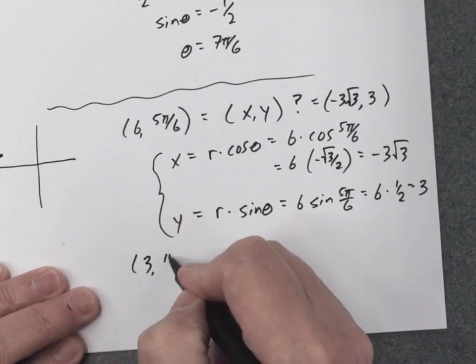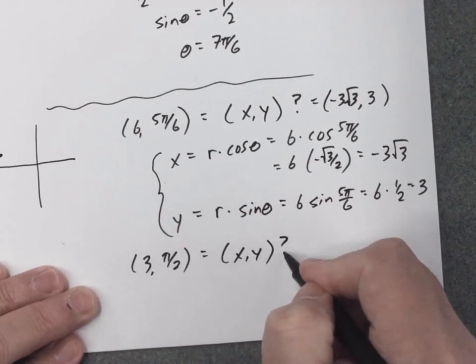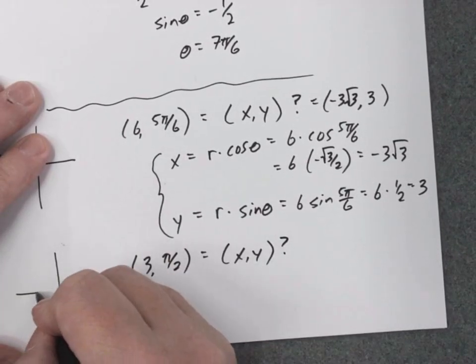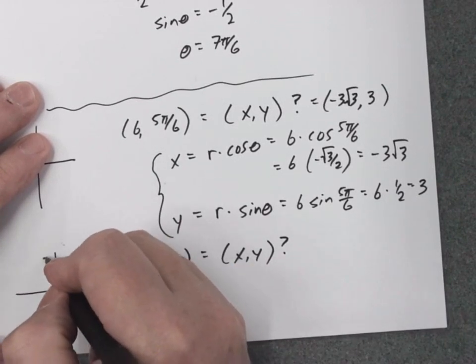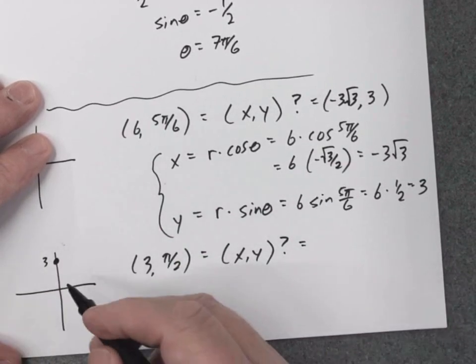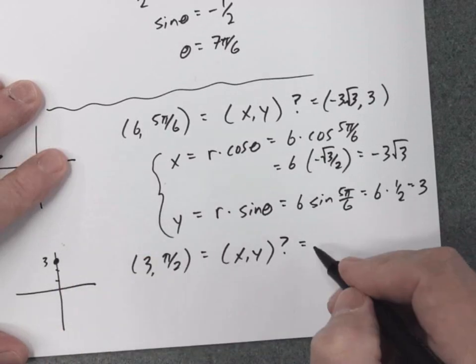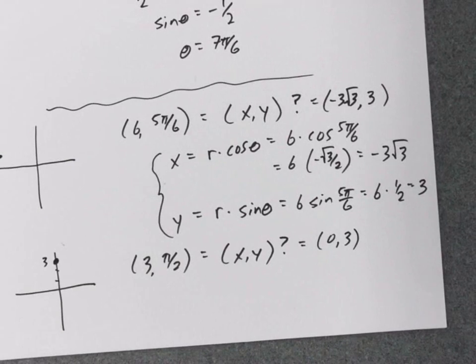What if we have a polar coordinate of 3 pi over 2? Once again, plot the point. Pi over 2 is straight up, say 3 is right here. Common sense, what's the x and the y? x would be 0, y would be 3. Don't even have to use the formulas. Let's just do one more where we do have to use the formulas, although it's still very straightforward.